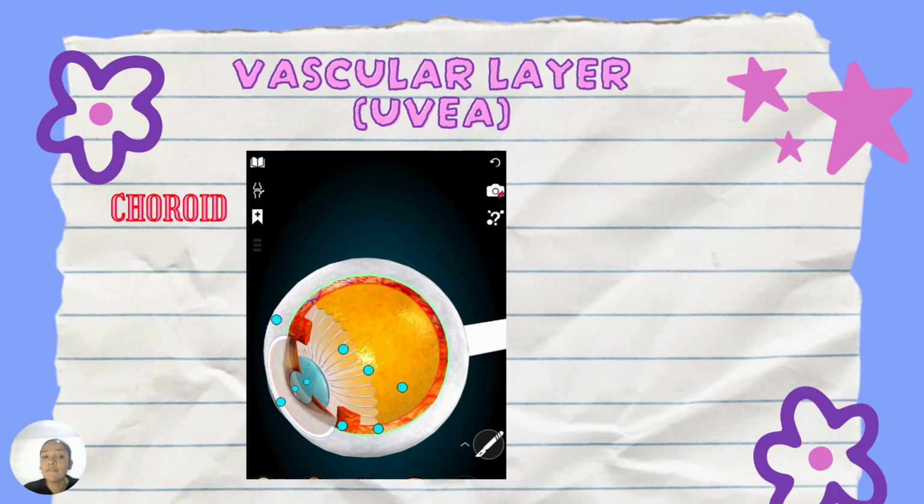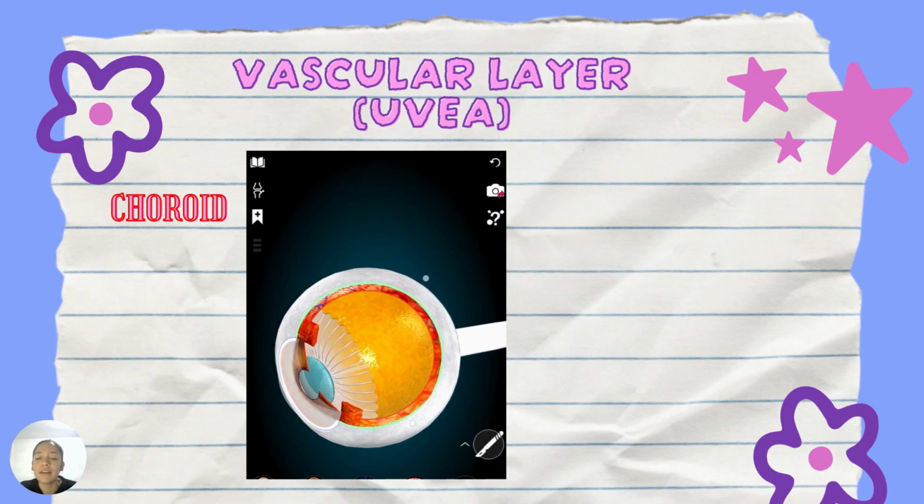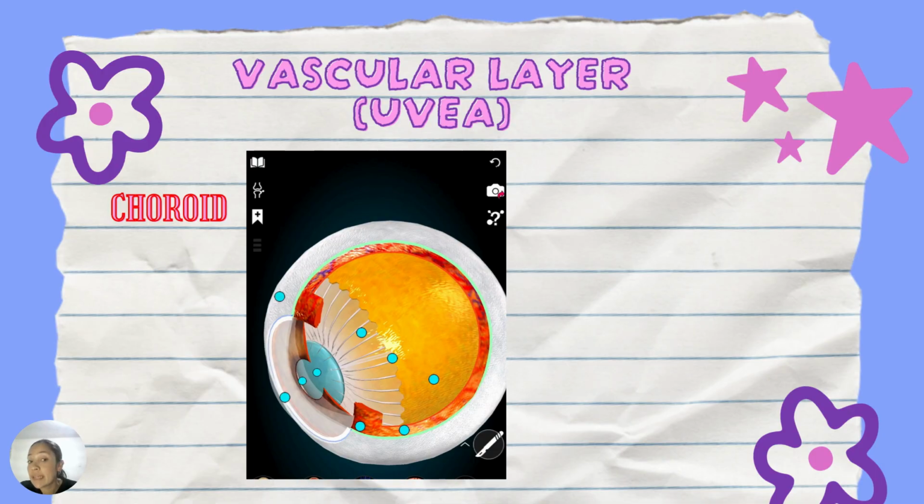Now we have the vascular layer, or uvea. The first part is the choroid. The choroid contains numerous blood vessels that give the different nutrients to the retina. And then we have the ciliary body, that we can see like little lines in the white part of the eye, that produces aqueous humor and participates in visual accommodation.